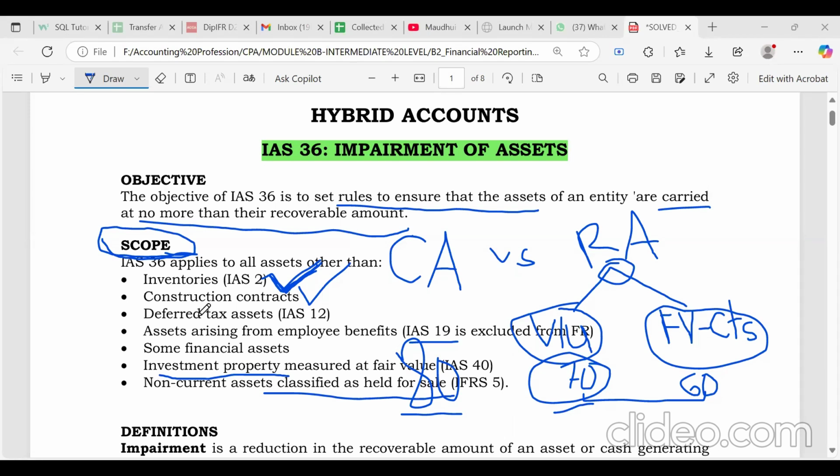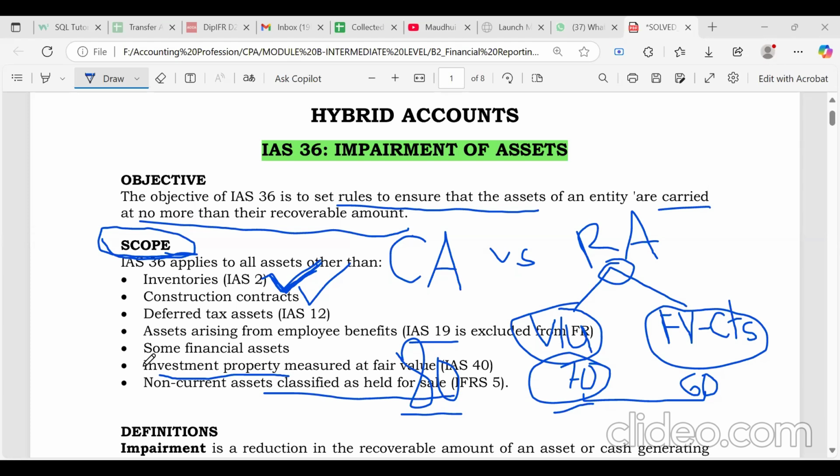Okay, so you also have these assets arising from employee benefits. See, this is IAS 19, as I told you, so leave it. Financial assets, there's something we call financial instruments. We can have financial assets like investment in debt or investment in equity, so we also see it, right? And we have investment property.